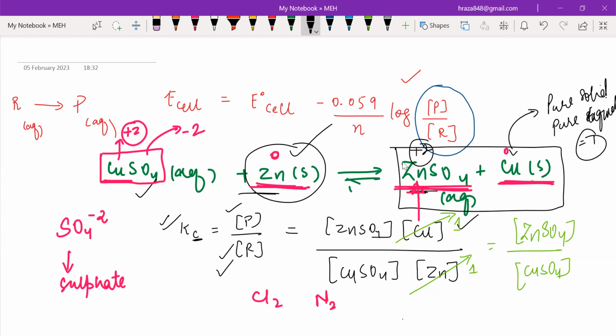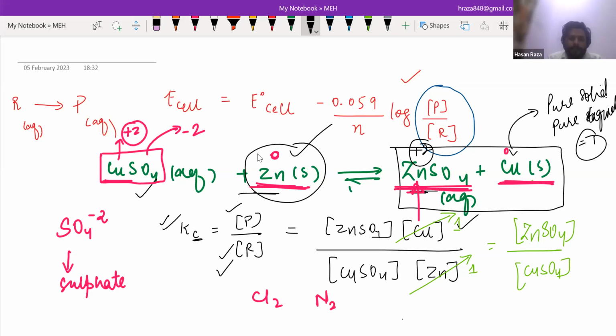Very good. Now, for this reaction, what is the value of n? You can take any one of them. Since you are just differentiating between copper and zinc, you can take only one of them. The reaction is balanced now. One copper on the left, one copper on the right, one zinc on the left, one zinc on the right, so all balanced.